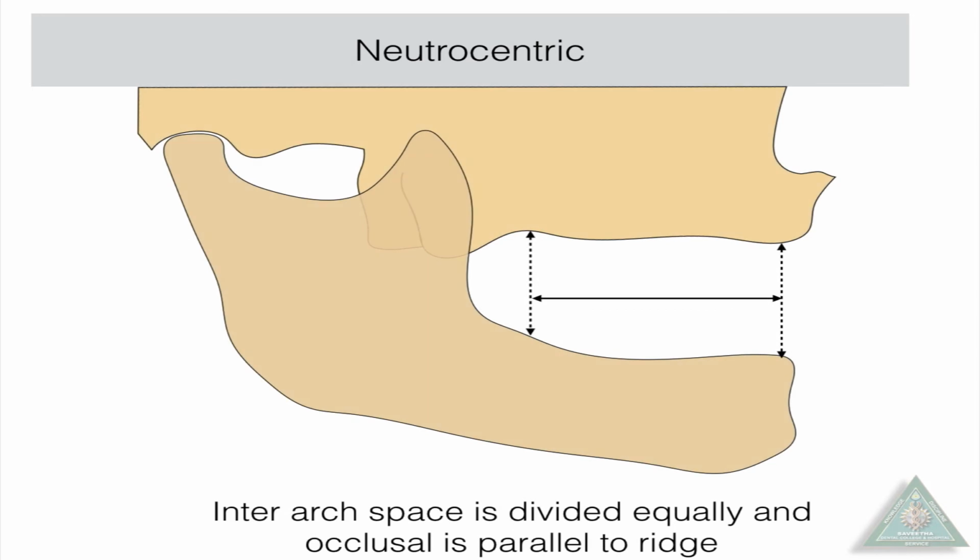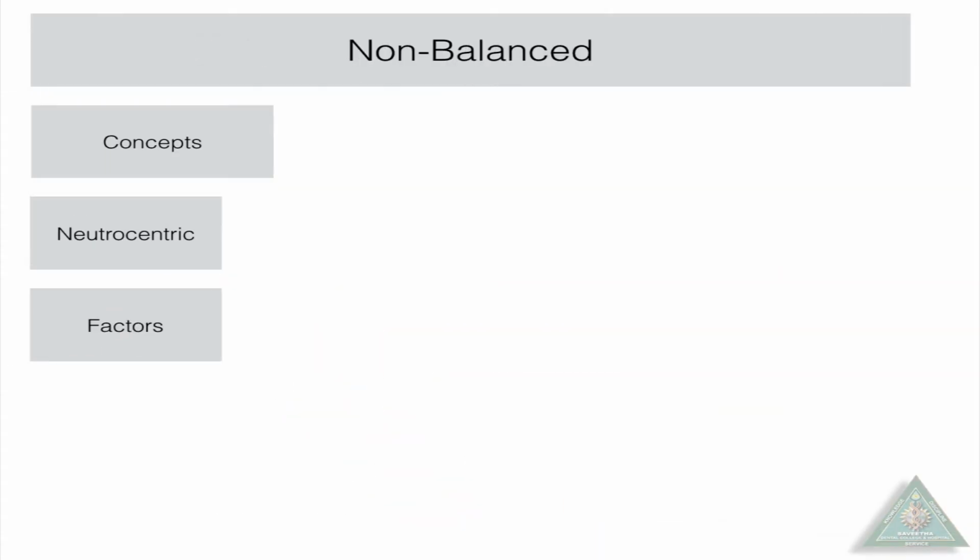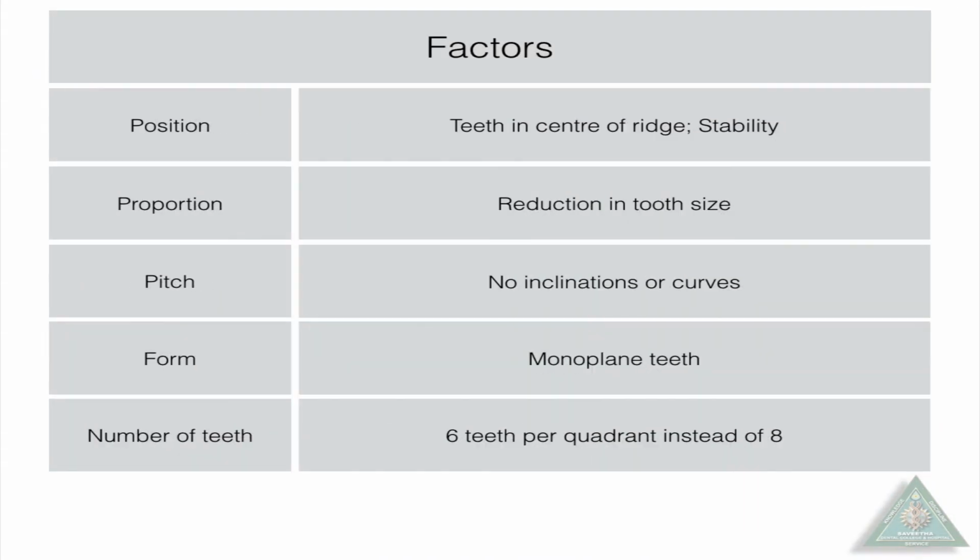This figure illustrates how the interarch space is divided equally, and this figure illustrates how the occlusal plane is flat, and the occlusal plane is still parallel to the ridges on top and below. So we will review the factors necessary to produce neutrocentric occlusion: position, proportion, pitch, form, and number of teeth.